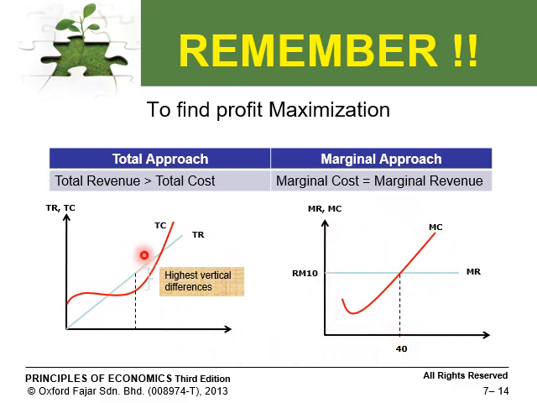So, as you know, the total approach requires that total revenue must be bigger than total cost, where the distance between total revenue and total cost must be higher. The farther the distance between total revenue and total cost, the higher the profit maximization. How about the marginal approach? The marginal approach is that marginal cost needs to equal marginal revenue.